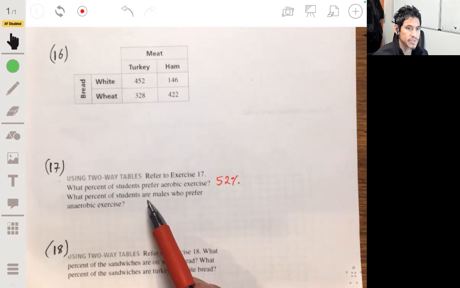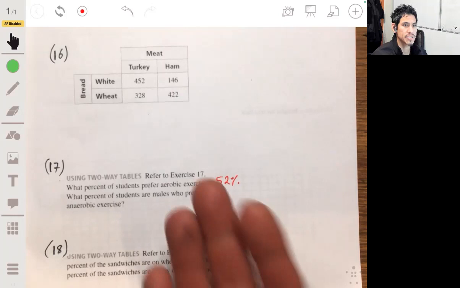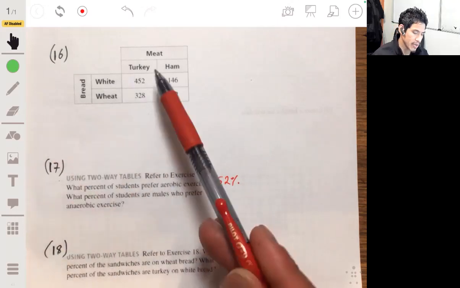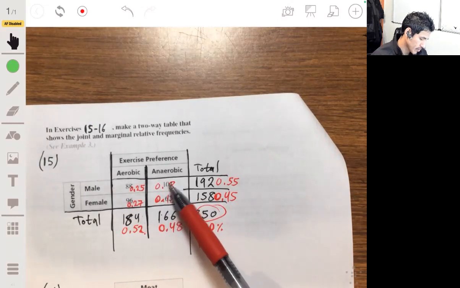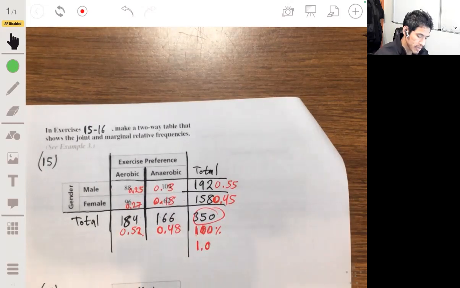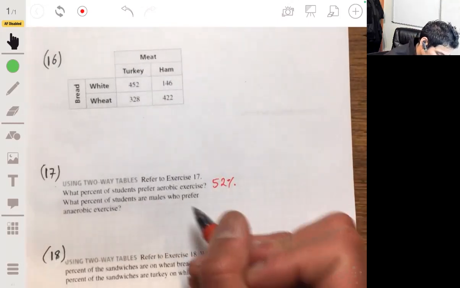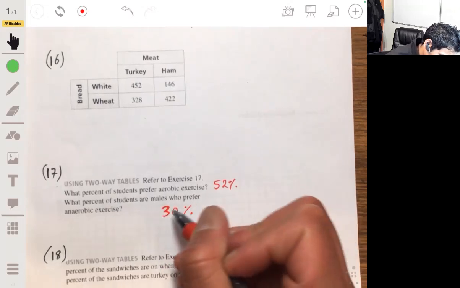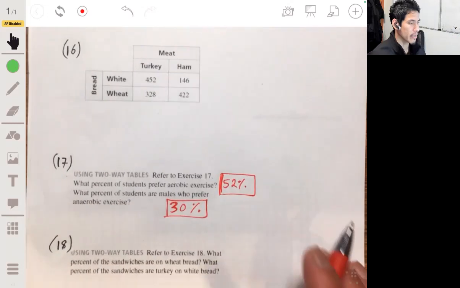What percent of students are male who prefer anaerobic exercise? So it's just saying male and anaerobic. What percent of everybody is going to fall into the male and anaerobic? So it'll be this box right here. That's your winner there. So that's a 0.3 or 30%. Nothing too complicated.